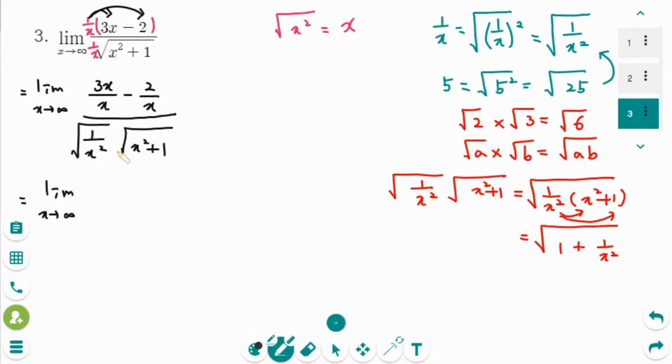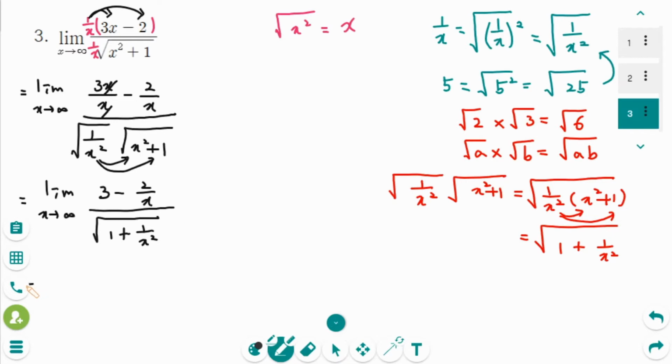So the limit becomes, this one is 3 minus 2 over x, and then we can expand here. This one is square root of 1 plus 1 over x squared. See, this one is the same. Whenever you have difficulty with a question, think back to the basics. Math is based on a recurring format, so you already have a formula.